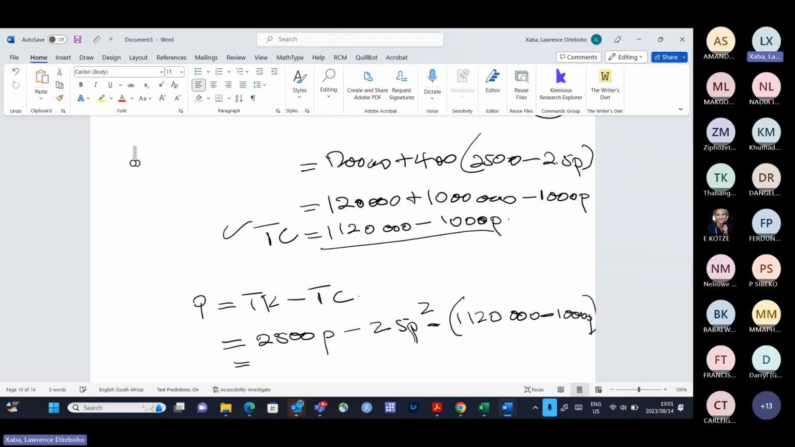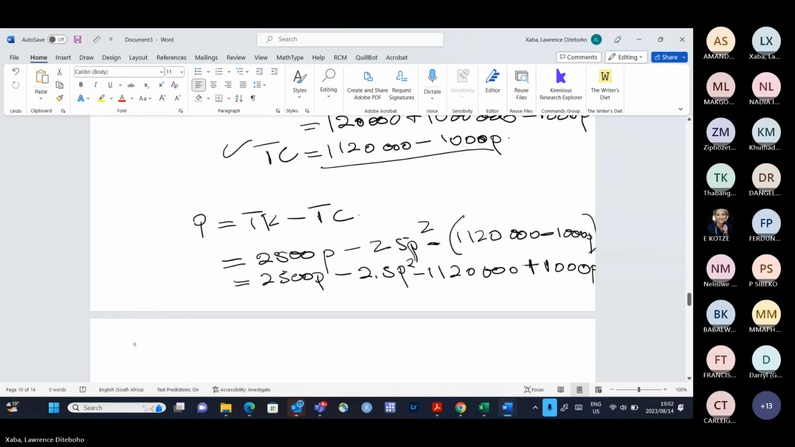Then we simplify it. Then we have 5P minus 2.5P squared minus 1.12000 plus 1,000P, yes.